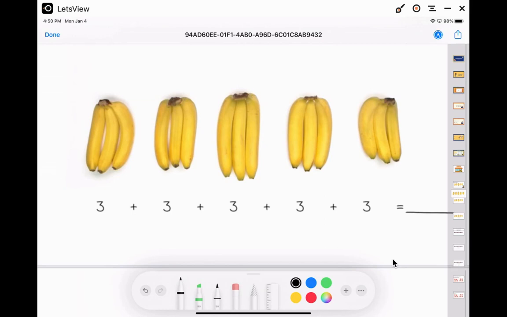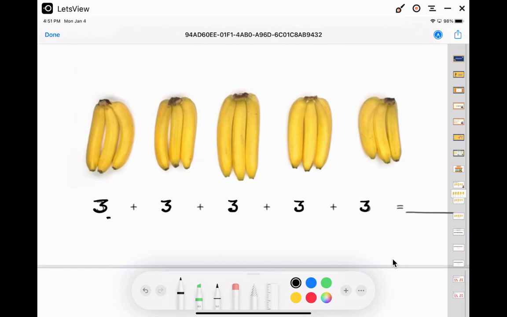The first bunch has 3 bananas. The second bunch has 3 bananas. The third bunch has 3 bananas. The fourth bunch has 3 bananas. And the fifth bunch has 3 bananas. Use repeated addition to tell me how many bananas we have in all. Did you say that we have 15 bananas?